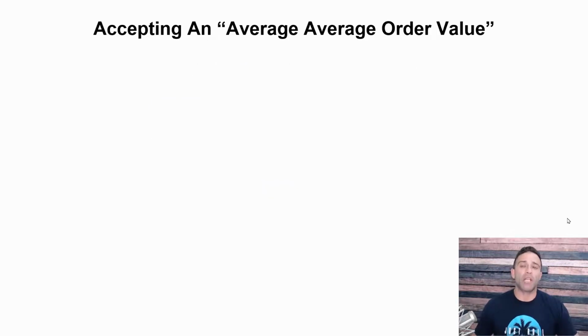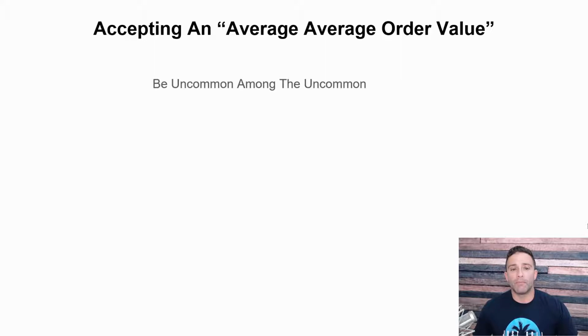All right. Accepting an average order value. If you've ever heard of David Goggins, he wrote a book called Can't Hurt Me, I think was the name of the book. He has this phrase called be uncommon among the uncommon. And what I want to do here is challenge you to be uncommon among the uncommon with entrepreneurs and business owners and e-commerce sellers.